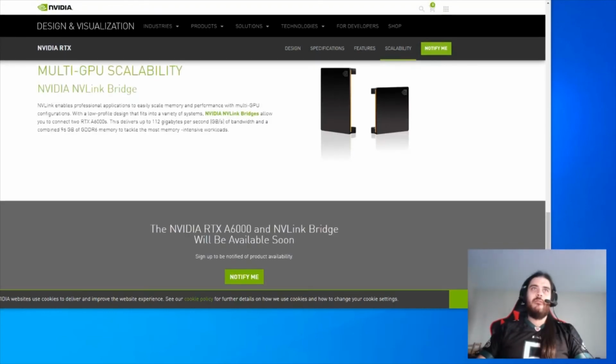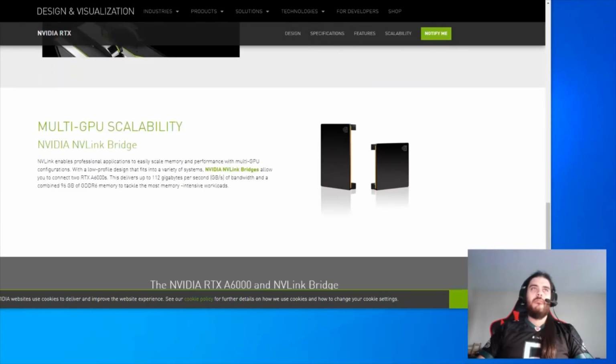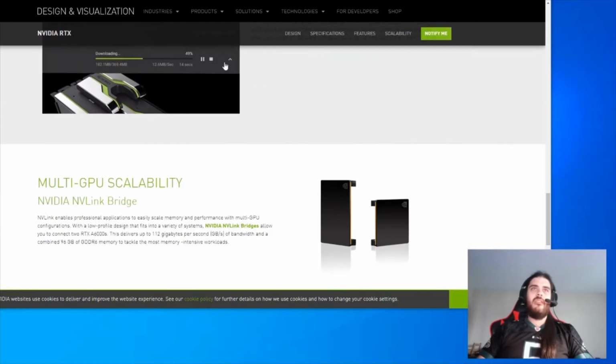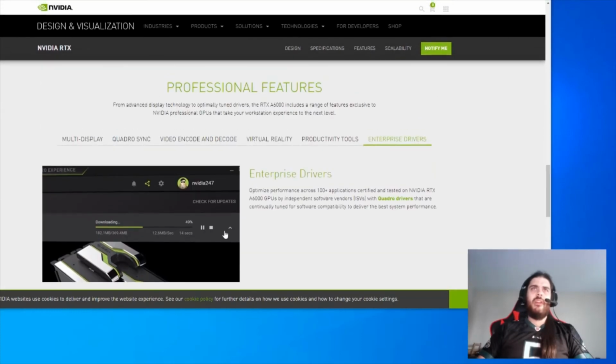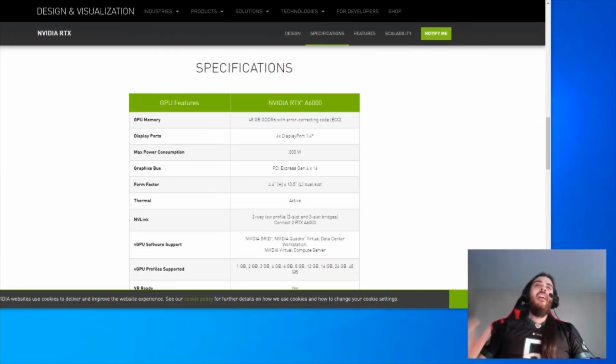Too, because this thing here isn't for gaming. This is for productivity. So this is probably the most exciting thing that's come out of Nvidia.